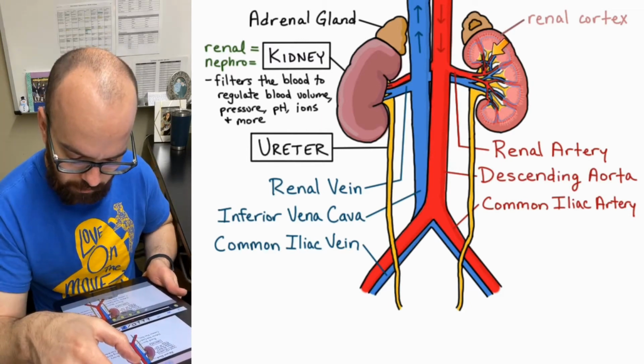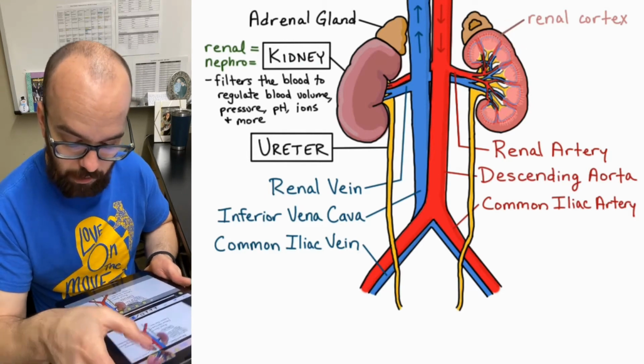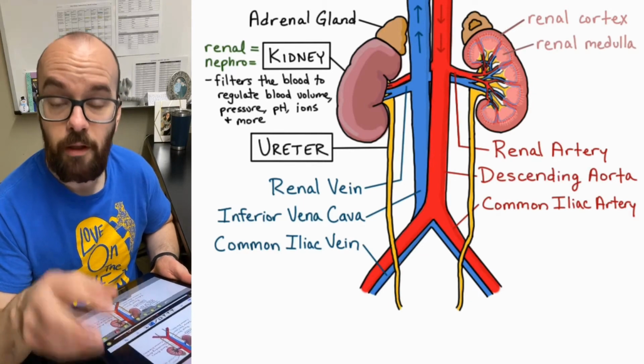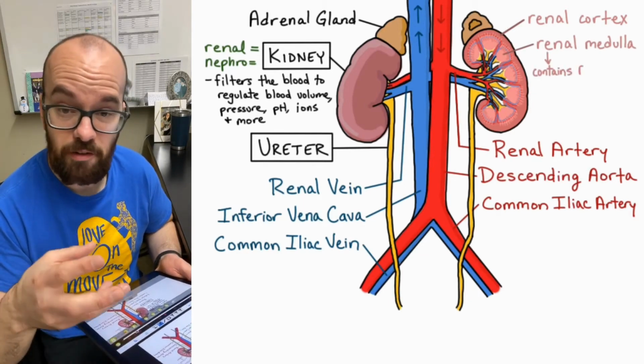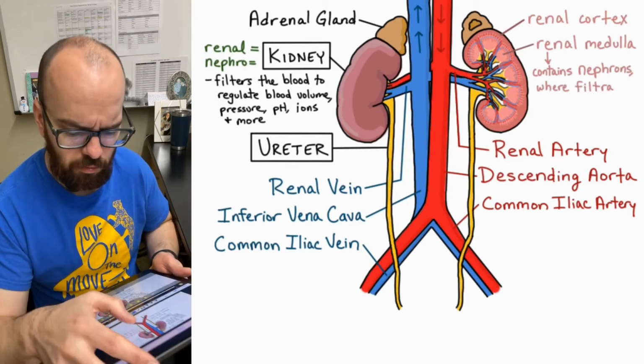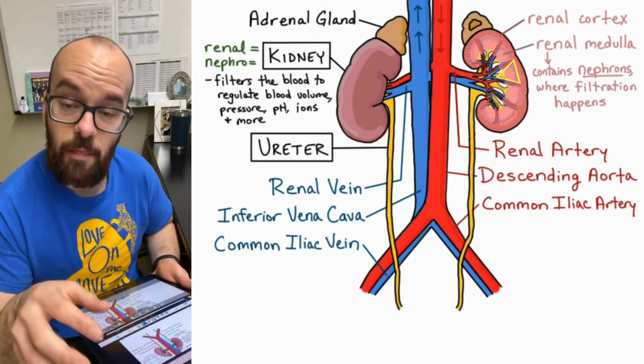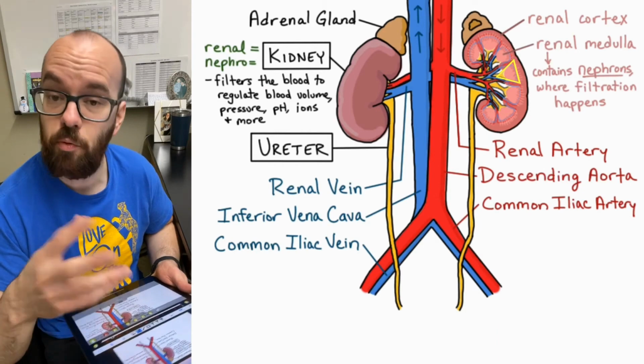So the blood comes in through this part of the renal cortex called the renal column into the renal cortex here. And in this light pink area, which is called the renal medulla, that's where the actual filtration is going to be happening. The renal medulla is also often called the renal pyramids because they're sort of triangular shaped, and they contain nephrons, which is where filtration happens.